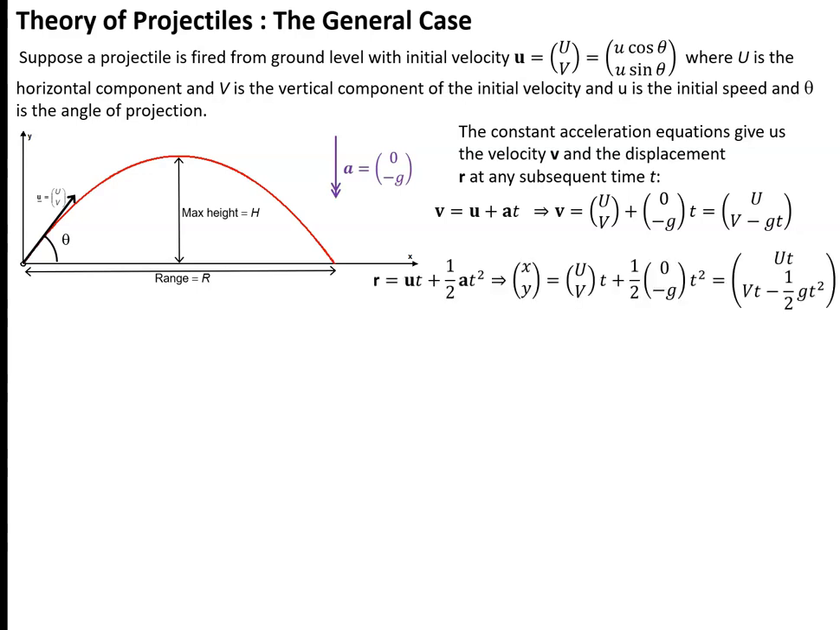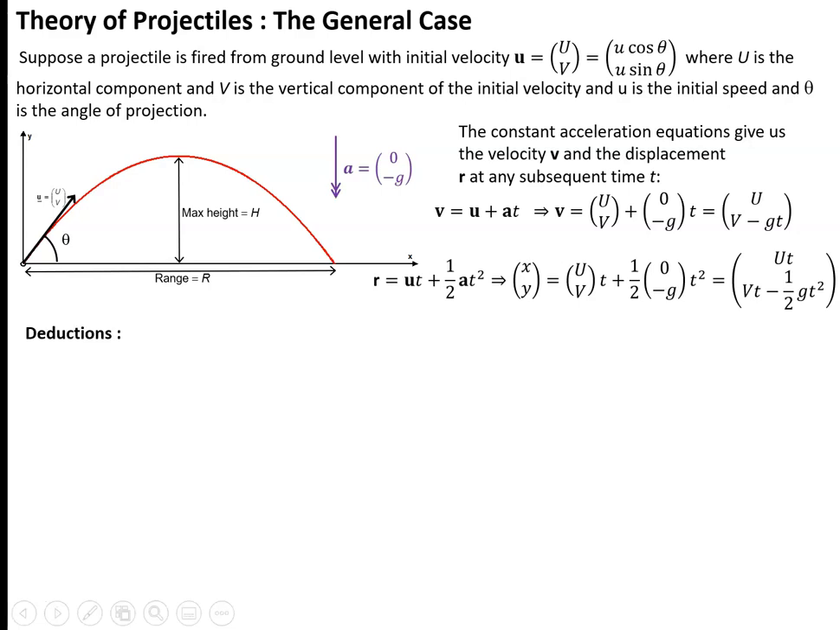And the displacement equation we've got is r equals ut plus a half at squared, which gives me x equals U times t, and the y coordinate at any point during the motion is equal to V times t minus a half gt squared.